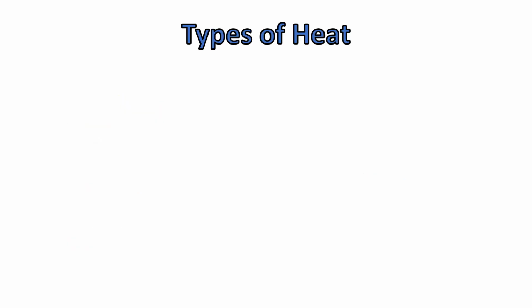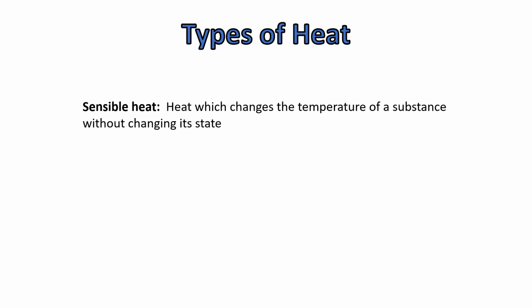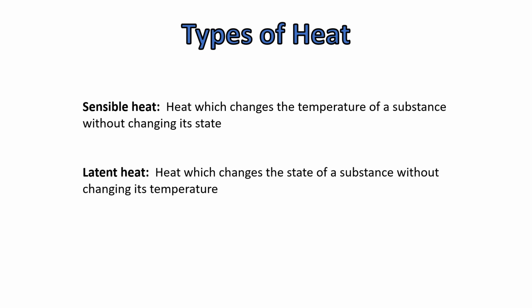Let's review the types of heat. Sensible heat. Heat which changes the temperature of a substance without changing its state. Latent heat. Heat which changes the state of a substance without changing its temperature.